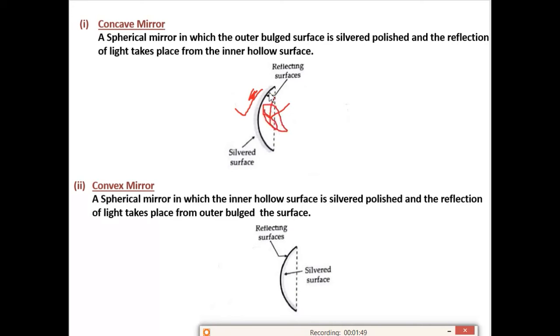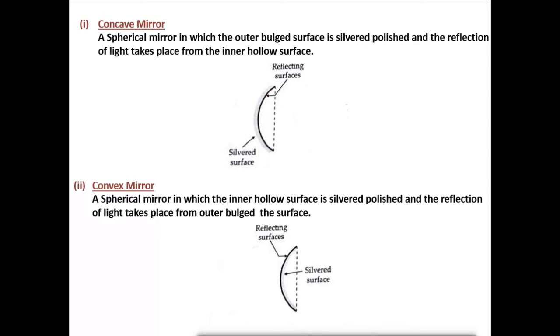Okay, this inner surface. And what is a convex mirror? A convex mirror is also a spherical mirror. In this mirror, the reflection of light takes place from the outer wall surface, and the inner hollow surface is silver coated.